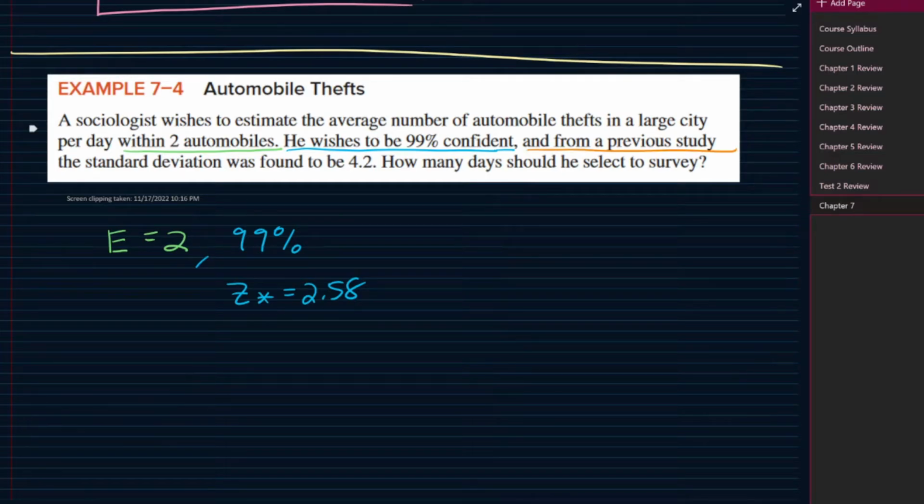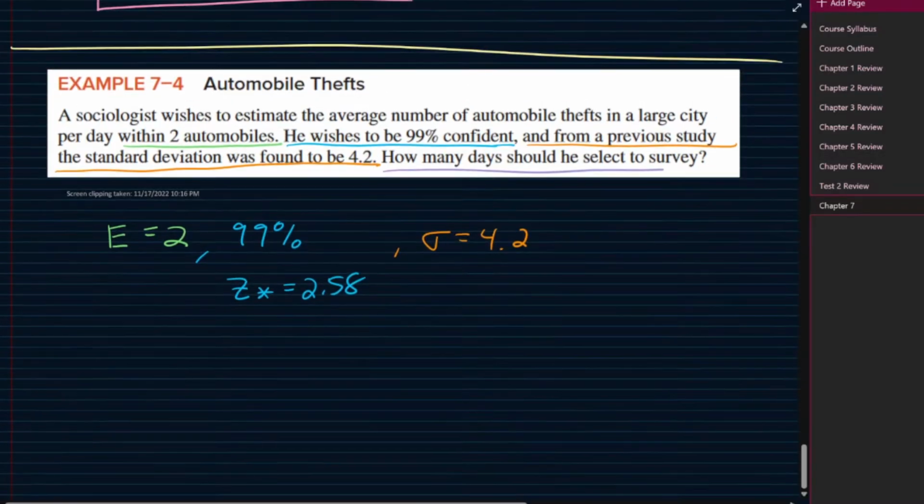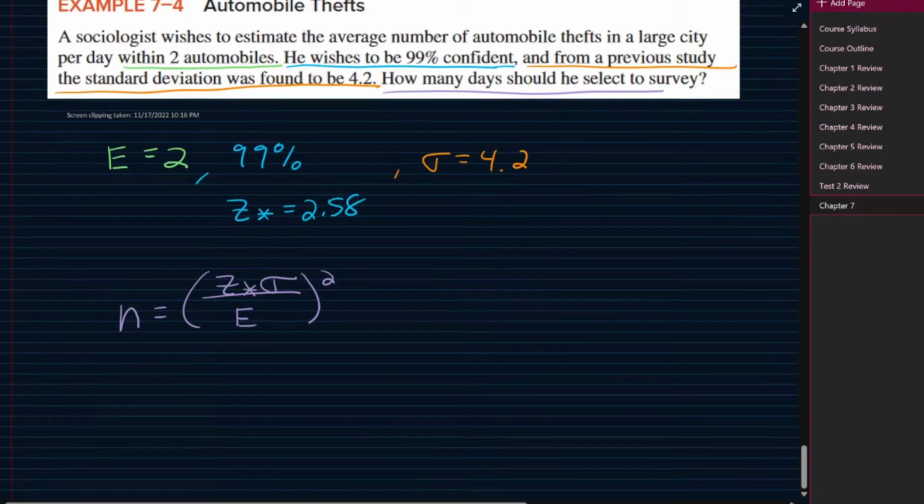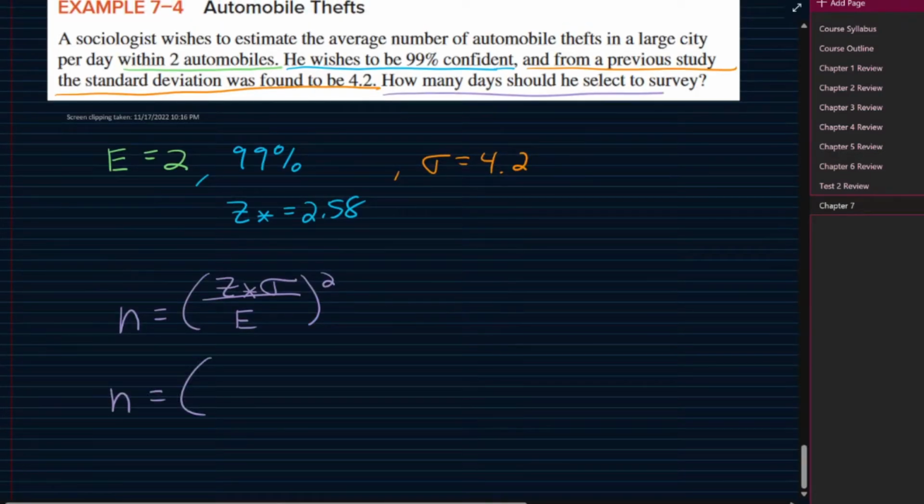Again, I wish they said population. And how many days should he select to survey? That's n, right? That's what we're looking for. So our formula is n is equal to z star times sigma over E, squared. Plugging all this in, we get 2.58 times 4.2 all over 2 squared.